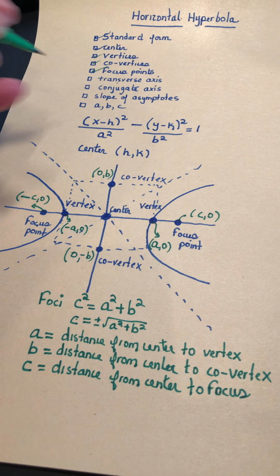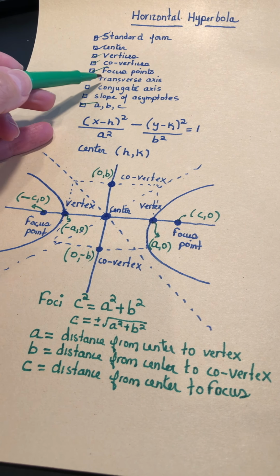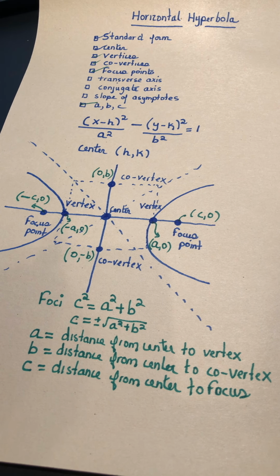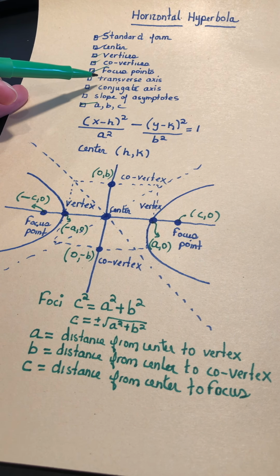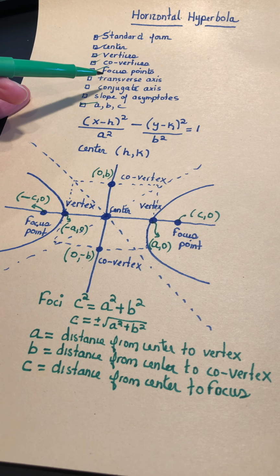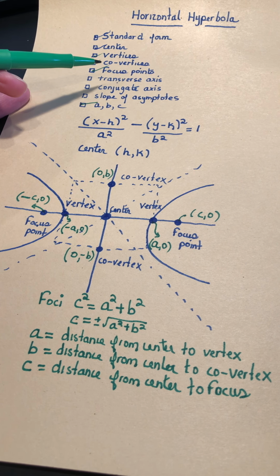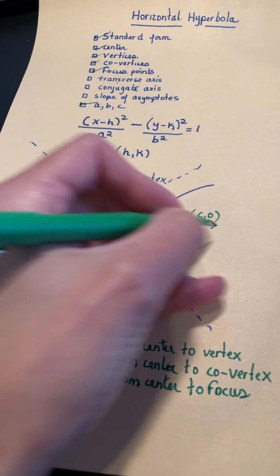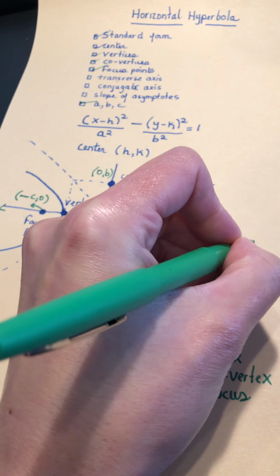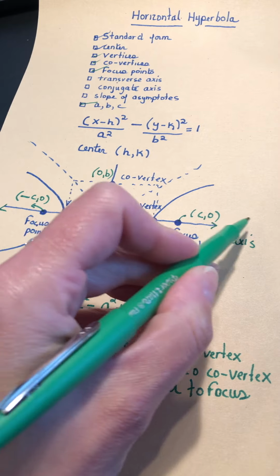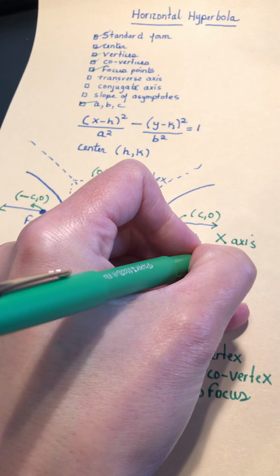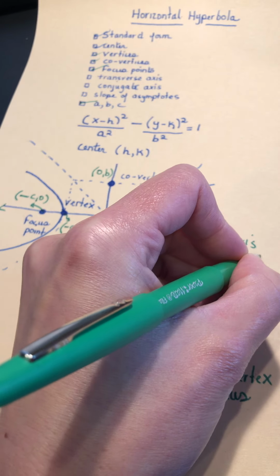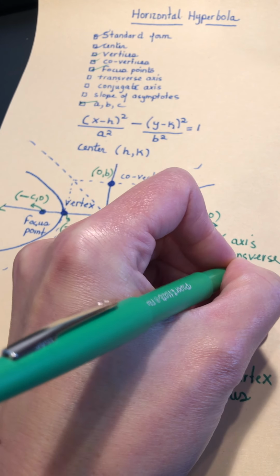Okay, now we've talked about A, B, and C. We're going to talk about the transverse and the conjugate axis. So think about what it means to transverse, right? Transverse means to sort of cross through. So the way that I remember this is I remember that it's the axis that crosses through the hyperbola. So in this case, the x-axis, right, since the x-axis is going through the hyperbola, is the transverse axis. So hopefully that makes logical sense.